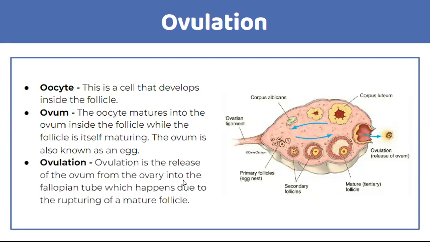Ovulation is the release of the ovum. So when the ovum gets released into the fallopian tube, that is called ovulation. The mature follicle ruptures, it quite literally blasts open, and it releases the ovum into the fallopian tube.